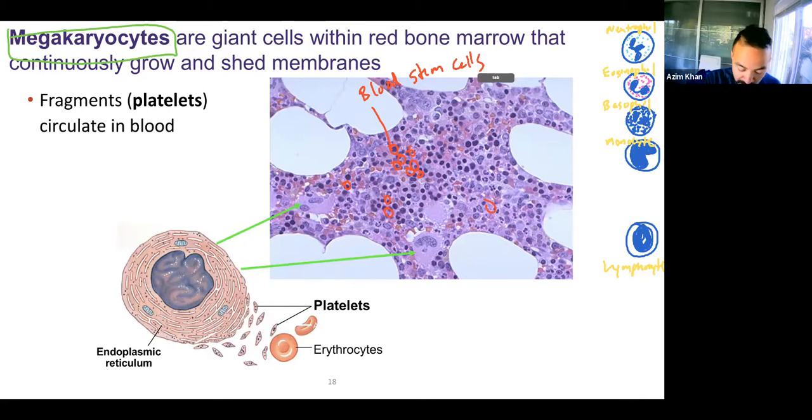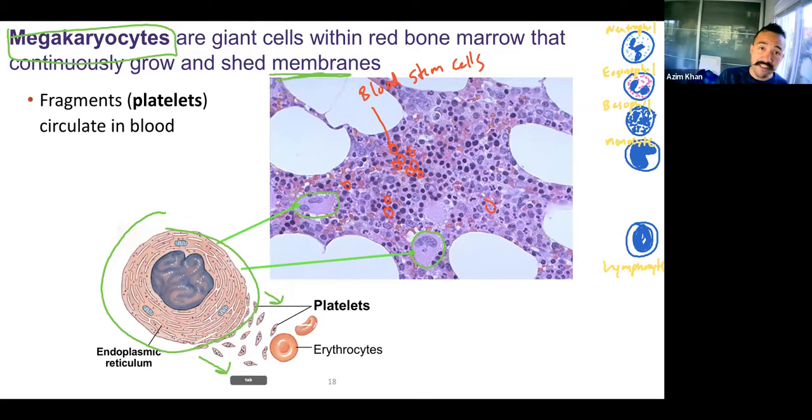But these really large cells that I'm circling in green, these are megakaryocytes. Megakaryocytes are giant cells in the red bone marrow, and they continuously grow and shed. When they shed their membrane, you can see that shedding going on here where I'm drawing my arrows. Those shed pieces of membrane, those are platelets.